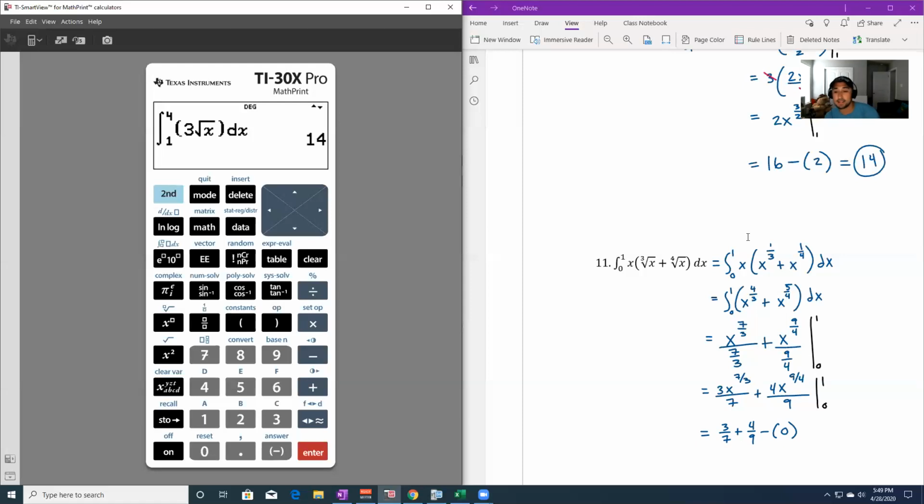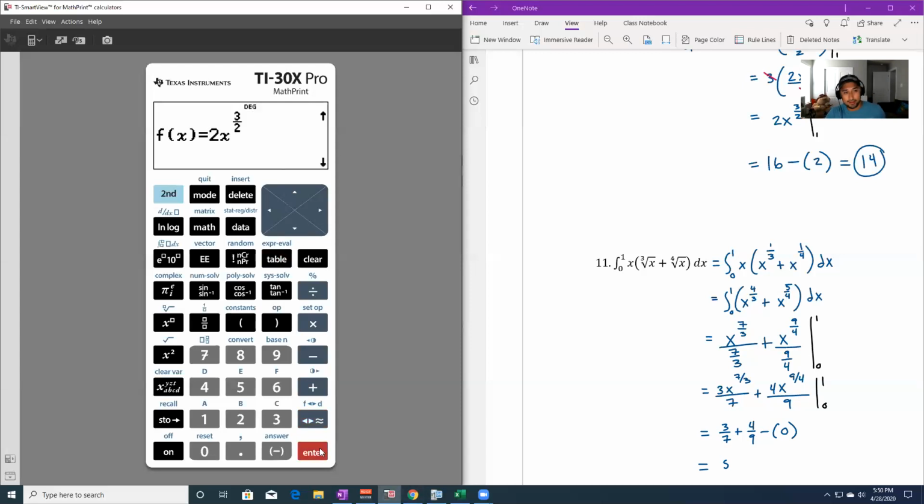Which means 3/7 plus 4/9. Good thing we have a calculator, right? 3/7 plus 4/9 is 55 over 63, or 0.873. Oh, all right, let's check.